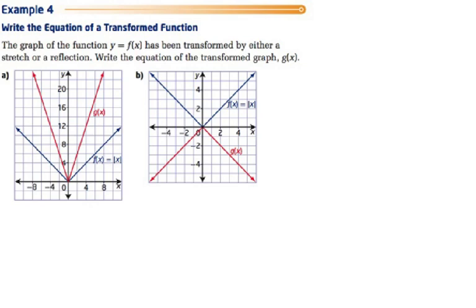The original function was f of x equals absolute value of x. The reflection is in the y-axis. It's been reflected vertically. So to show that, we put the negative in front. Y equals the negative absolute value of x.